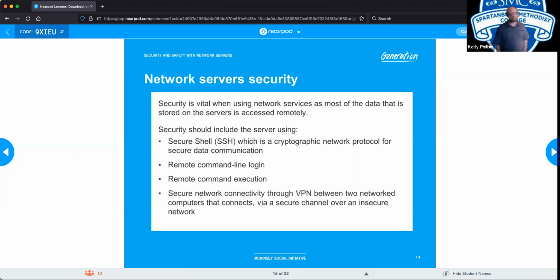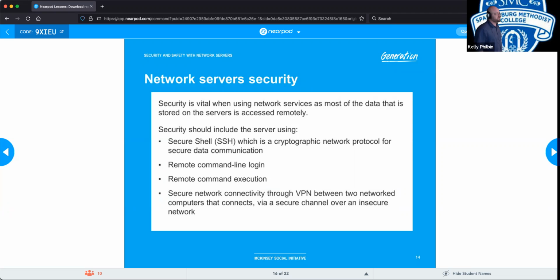If you were going to be logging into a server, you should at minimum use Secure Shell, which is a cryptographic network protocol for secure data communication. So it'll allow you to log in and manipulate the servers. You would utilize a remote command line login, and all the commands you will be executing will be through command line, not a GUI interface when working with servers.